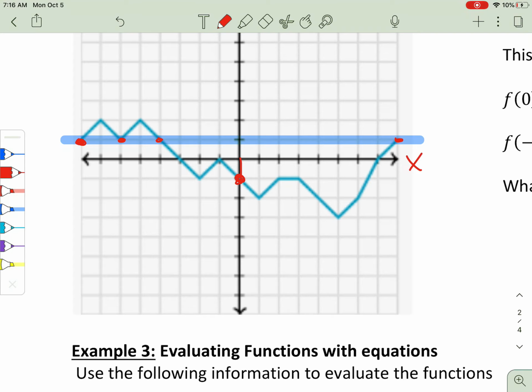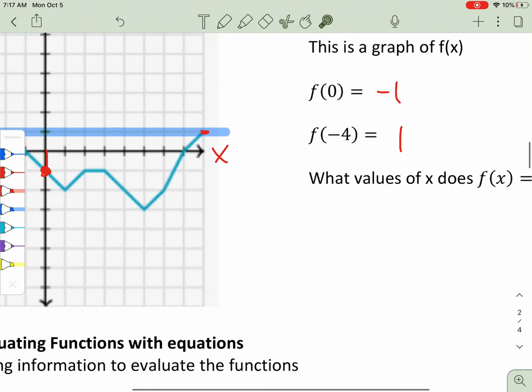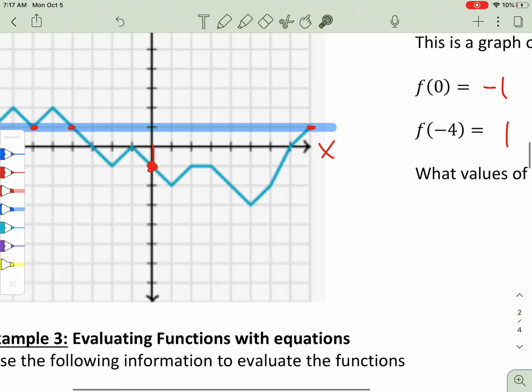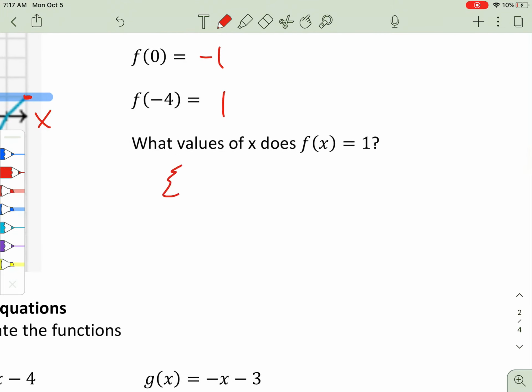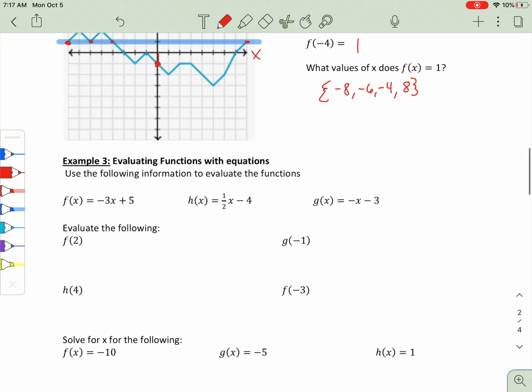Let's see, so negative 1, 2, 3, 4, negative 6, negative 8, and 1, 2, 3, 4, 5, 6, 7, positive 8. So negative 8, negative 6, negative 4, and positive 8. Okay, that would be our domain. That would give us that output.